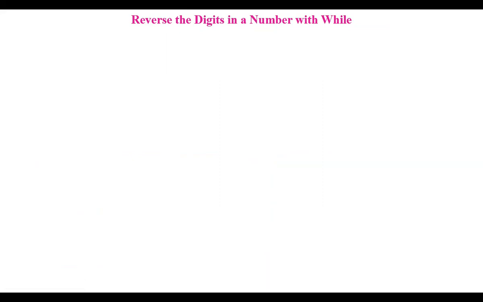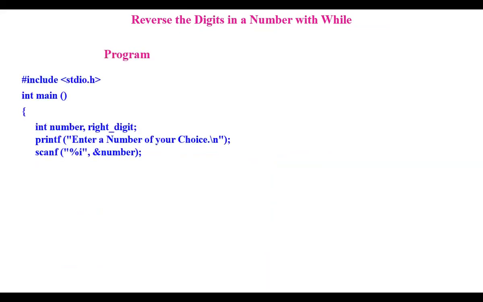It has some digits, 1, 2, 3, 4, 5. And I want to reverse those digits, right? Let us see how it is done. Suppose I have taken a number, that is the number which you are entering, and I have taken another variable called right digit. It can be any name, but just to have a clear picture, I have taken right digit.